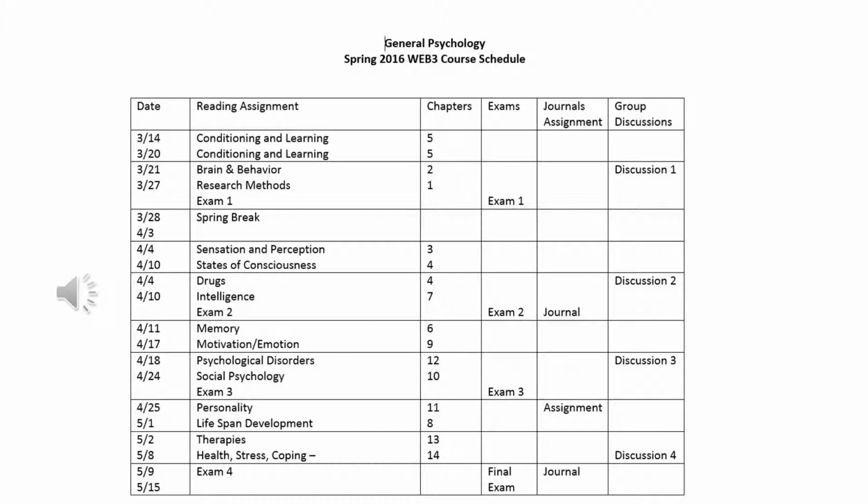Okay, after halftime, 4/11, that week is memory, motivation, and emotion. The following week, 4/18, is the third graded group discussion, psychological disorders. You might find that interesting. Also, there's social psychology, and then exam 3.